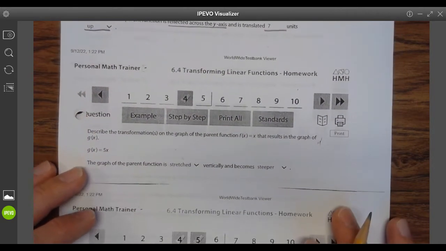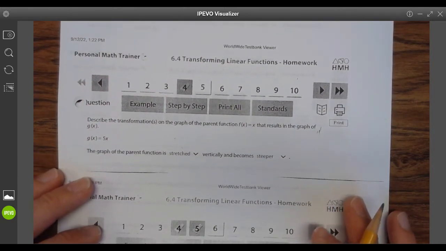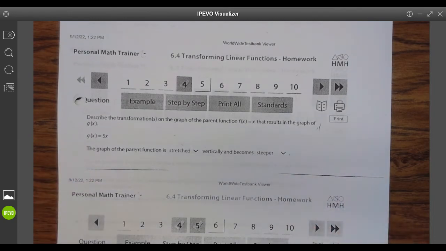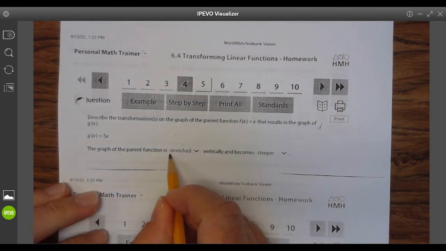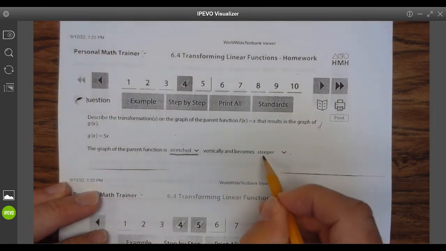All right. Example 5. Describe the transformation on the graph of the parent function f of x equals x that results in the graph of g of x. g of x equals 5x. The graph of the parent function is stretched vertically, becomes steeper.